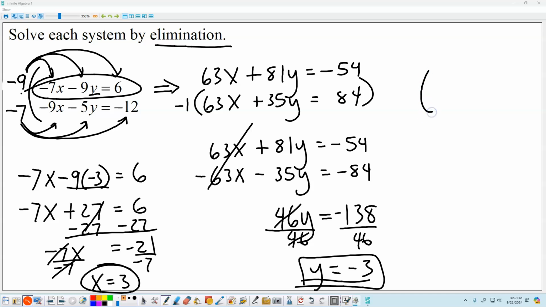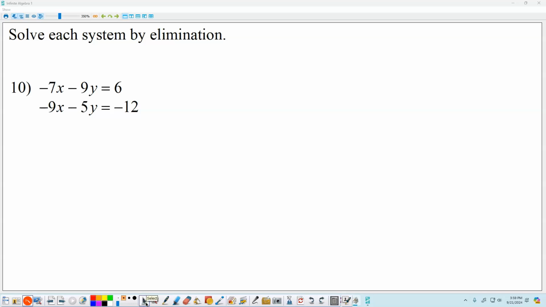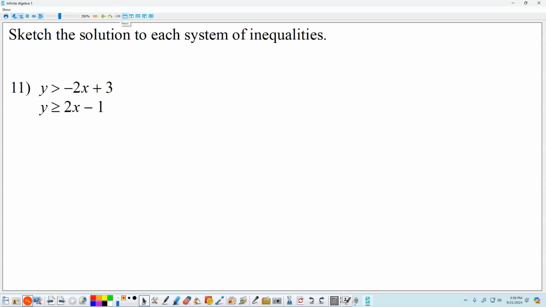The answer will probably be written as a point on your quiz, where the x comes first and then the y comes second. All right, moving along to number 11. Last question here. We're also going to review how to solve a system of inequalities. That's whenever you have an inequality here. The only way to solve those is by graphing. So let's go ahead and get started.